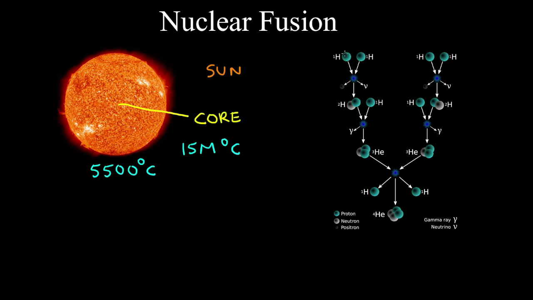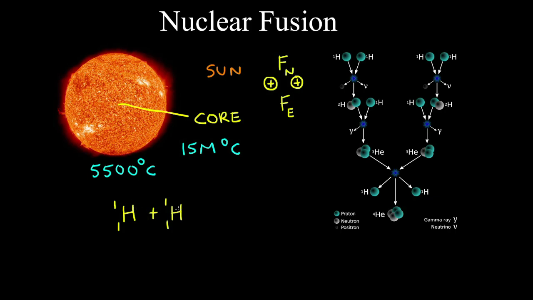Essentially, two hydrogen protons collide at extremely high speeds. The first fusion is the most difficult because the two protons have to collide at a significant speed to overcome the Coulombic repulsion force, so they get close enough where the nuclear strong force takes over.